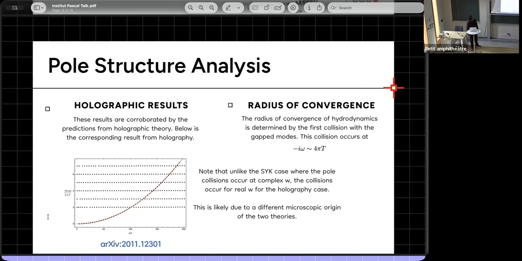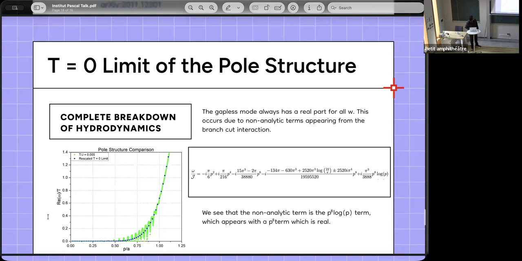But that also shows that for minus I omega, the radius of convergence goes to zero the moment you set temperature to zero. And this is what we wanted to check. That is really the case.